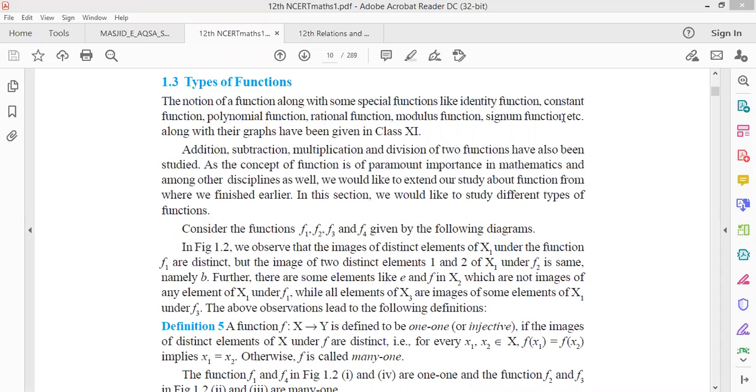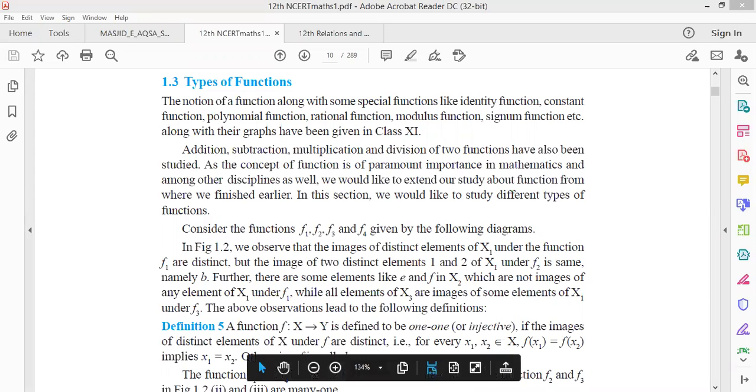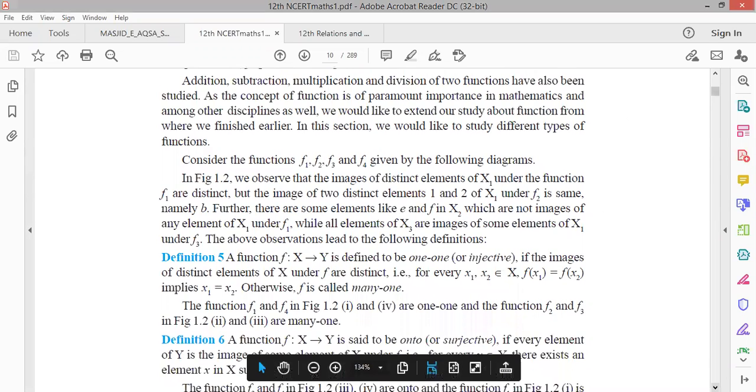As you are well aware about the definition of functions, I would like to recall once again. A function is a special type of relation in which every element of domain has an image in codomain. So here are different types of functions that we would like to highlight here today.